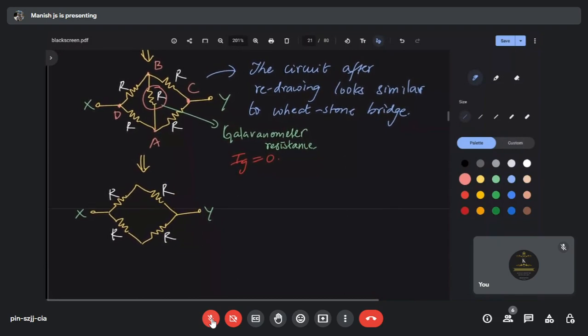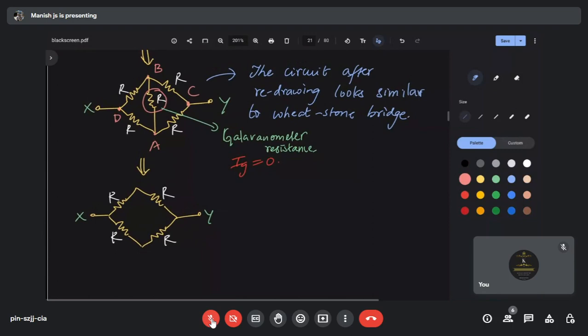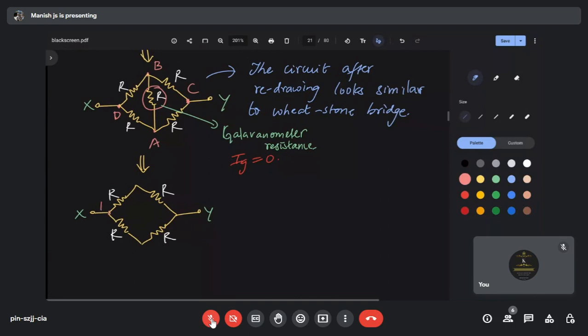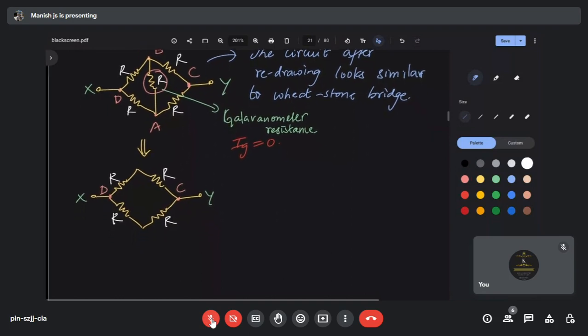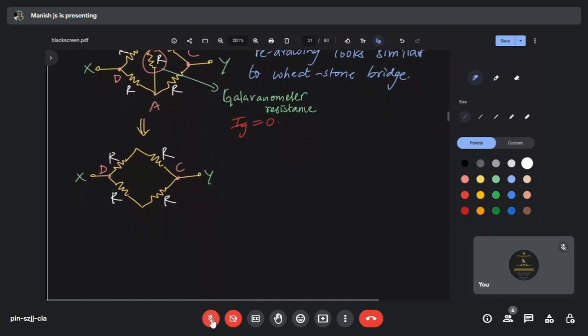Only if two components meet, we cannot call it a node. You cannot call it a node. So that is the reason nodes A and B would disappear. So you're only left with nodes D and C. So D is there and C is there. That's it. Nodes A and B are not there anymore. So now you can apply your series and parallel combinations.